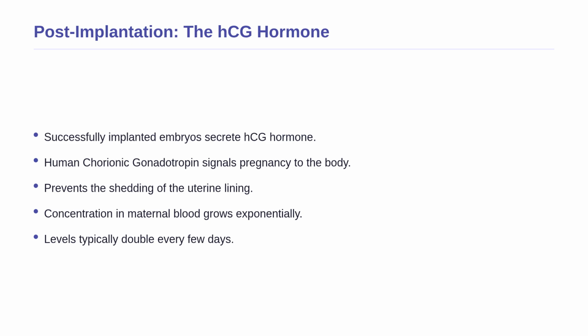Once the embryo successfully implants safely in the uterus, it immediately begins its next task, communication. Its outer cells start secreting a crucial hormone called human chorionic gonadotropin, or HCG. This hormone acts as a biological signal to the mother's body that a pregnancy has begun, stopping the normal shedding of the uterine lining. In a healthy early pregnancy, the concentration of HCG in the mother's blood grows exponentially, doubling every few days. This rapid growth is what doctors look for.